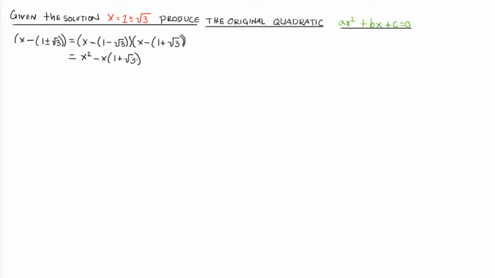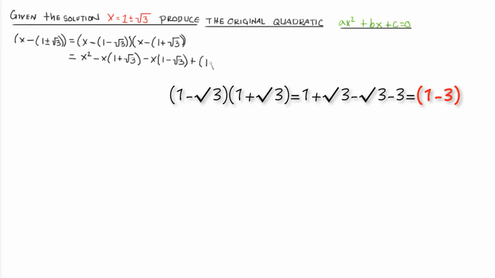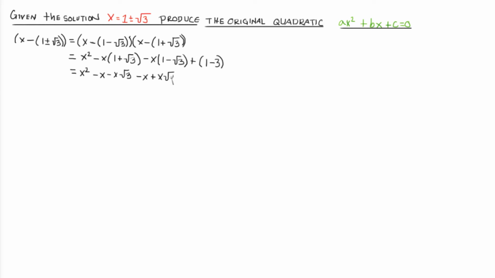And if we FOIL it, we're going to get x times x, then minus x, and minus x again. And then the constants, 1 and minus 3. This is going to give us x squared minus x root 3 minus x plus x root 3, and these two go away. Now we are left with x squared minus 2x minus 2. And that's going to give us our first solution.